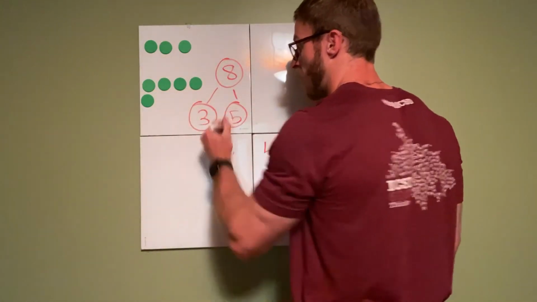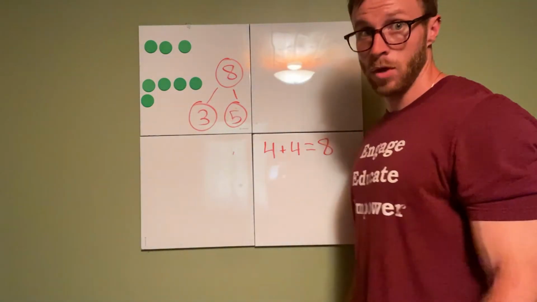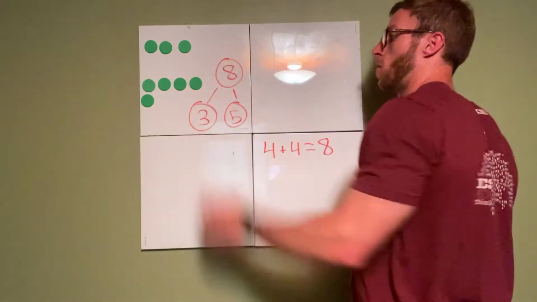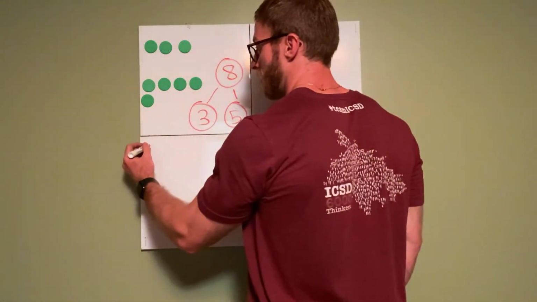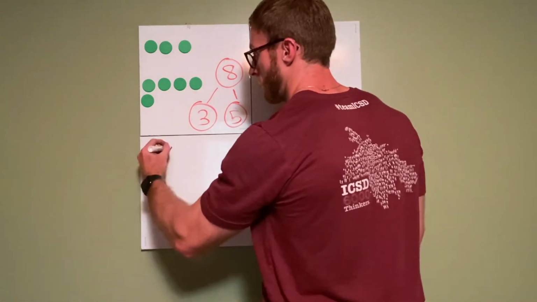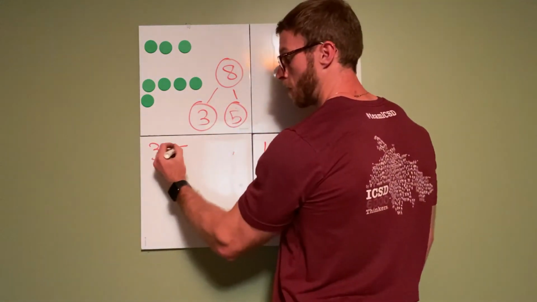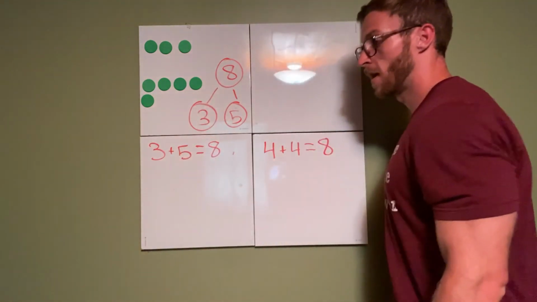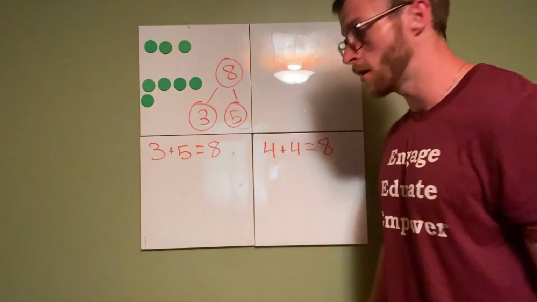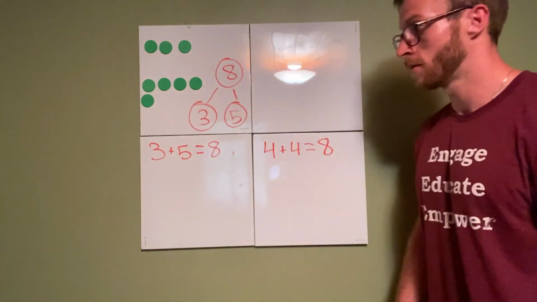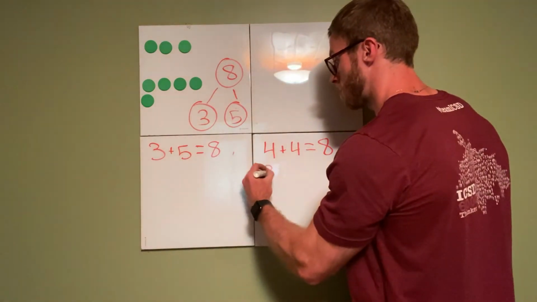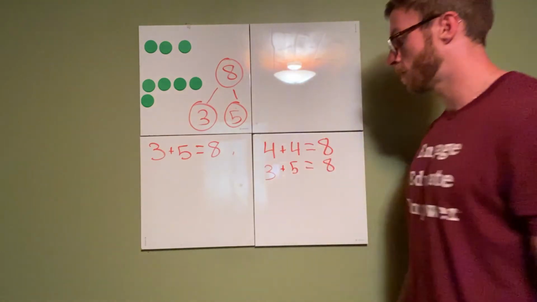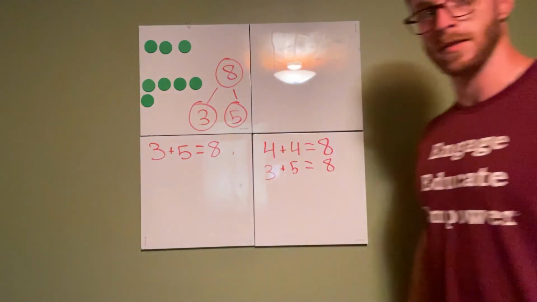3 and 5. And now I want us to figure out the number sentence that goes along with it. Part plus part equals whole. So we have 3 plus 5 equals 8. That's another number sentence that we just made that equals 8. Okay, so I'm going to move that one over here. 3 plus 5 equals 8. Boom, there's 2 number sentences.